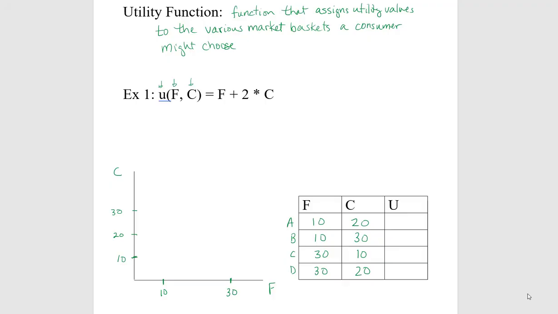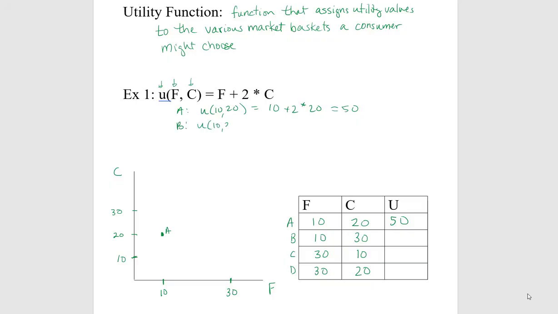So let's start by plugging in point A. Point A is 10 units of food and 20 units of clothing. My utility at 10 and 20 is 10 plus 2 times 20, 10 plus 40 or 50. That point of 10 and 20 gives us 50 units of utility. So I have this point A at 10 and 20, and I know that's going to give me 50 units of utility. Let's do the math for points B, C, and D also.